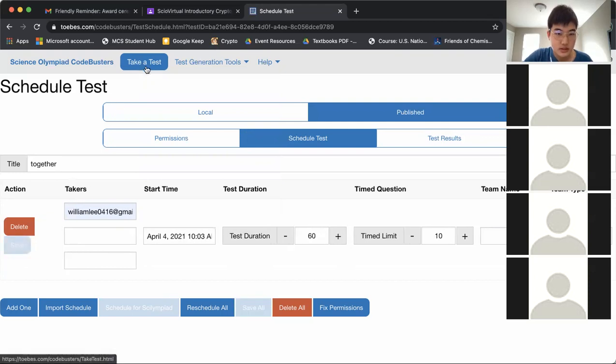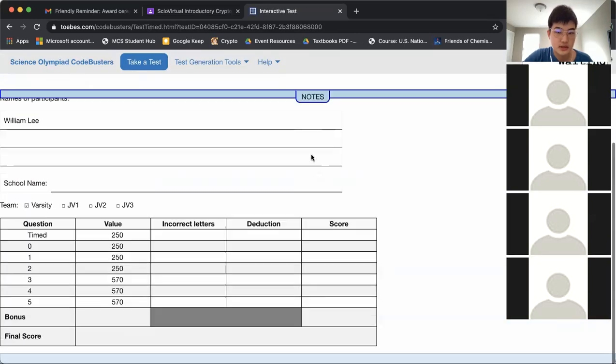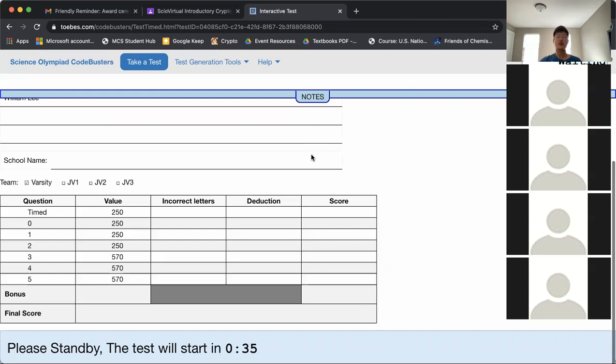Then you go to take a test at the top to take it. You can see this big blue button here. You can see past tests you took too, but this is where you would go to take the test you just assigned yourself. And there's a countdown right there.